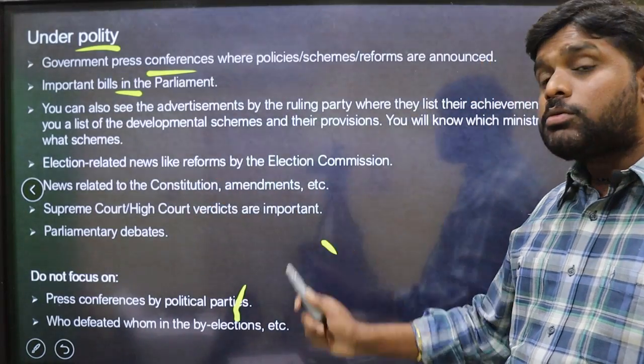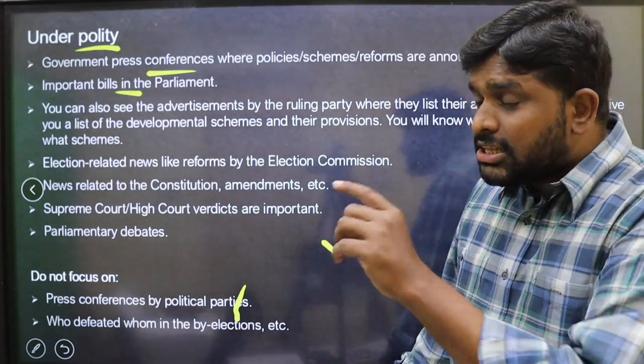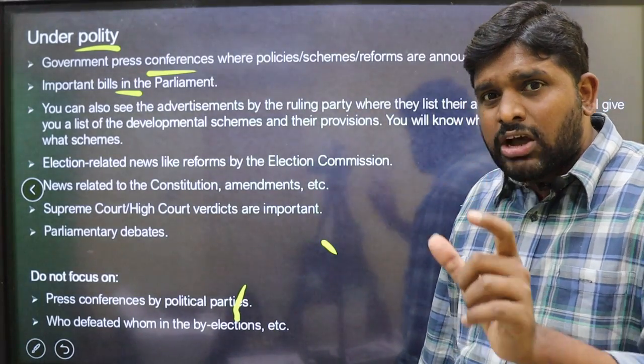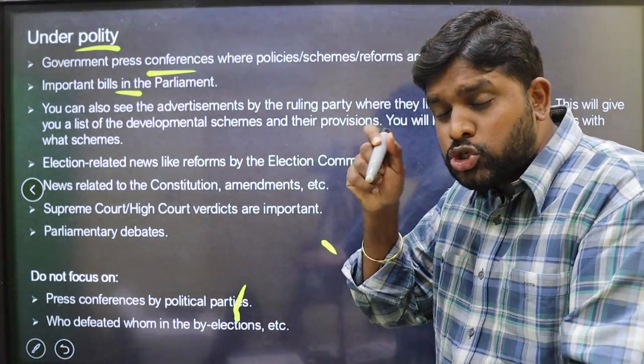Election related news, like reforms by the Election Commission, yes. These are the points you have to cover from the newspaper, and you have to make your own notes, and it should be in your notebook.